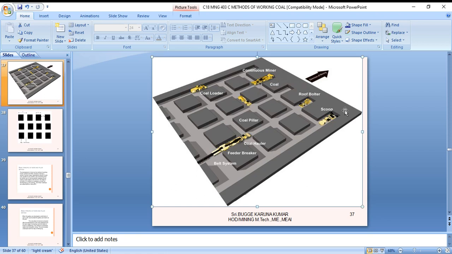For example, a continuous miner, loader, or some other machinery such as roof bolters and feeder breakers are working there. So this network is the board and pillar. The pillars and galleries are used for travelling as well as for ventilation networking and machinery movement.